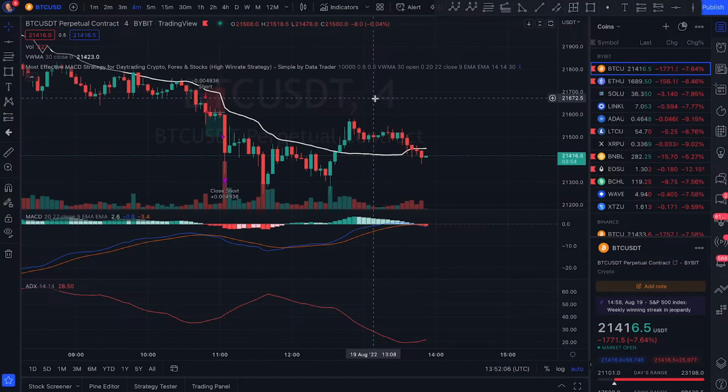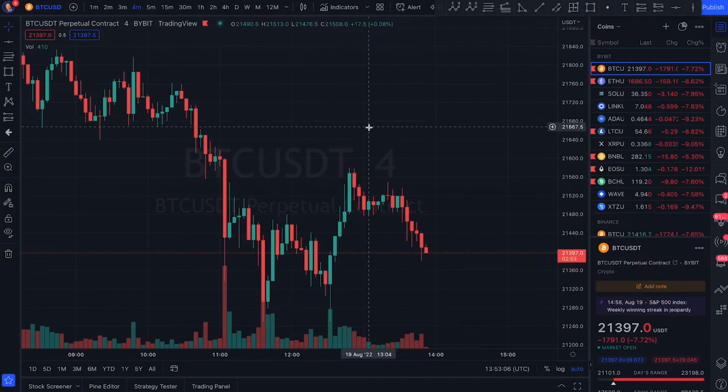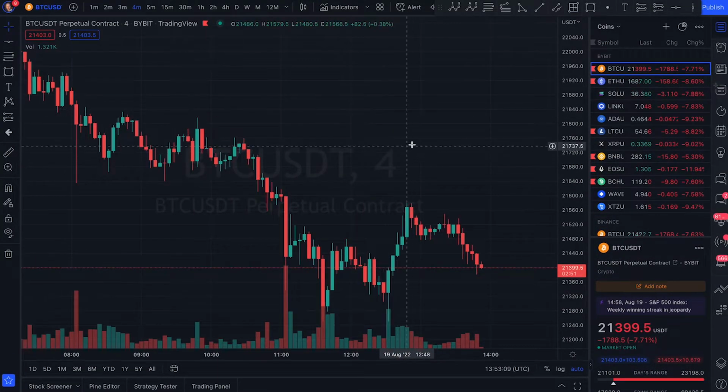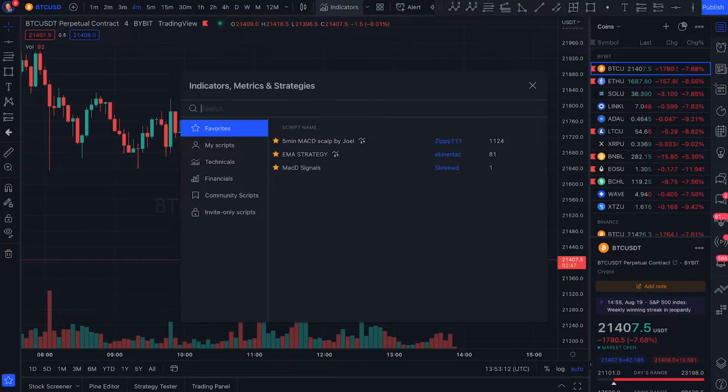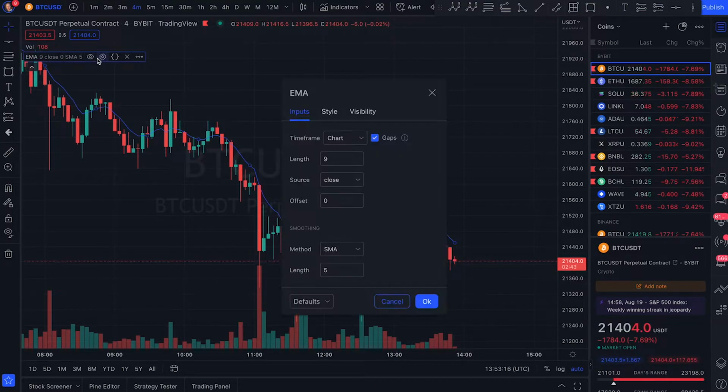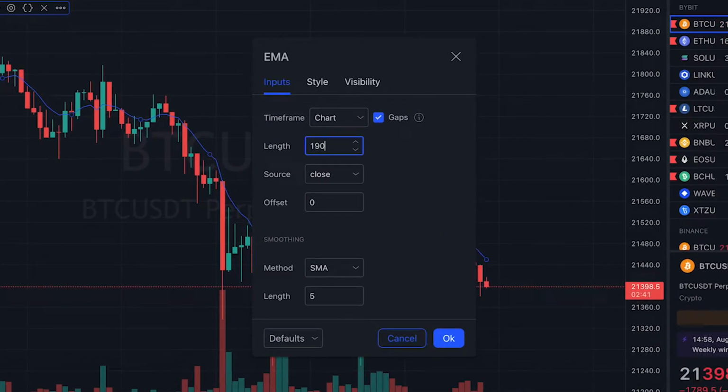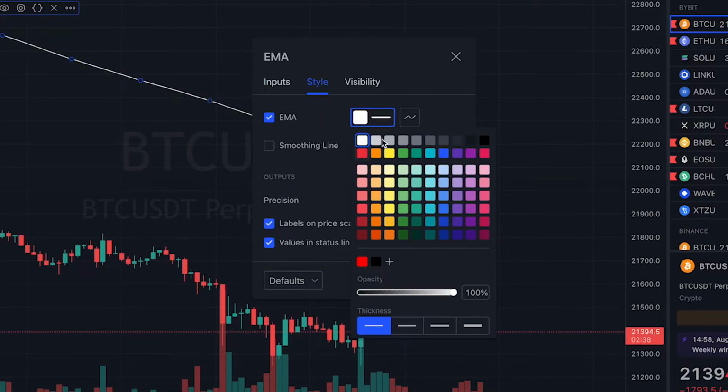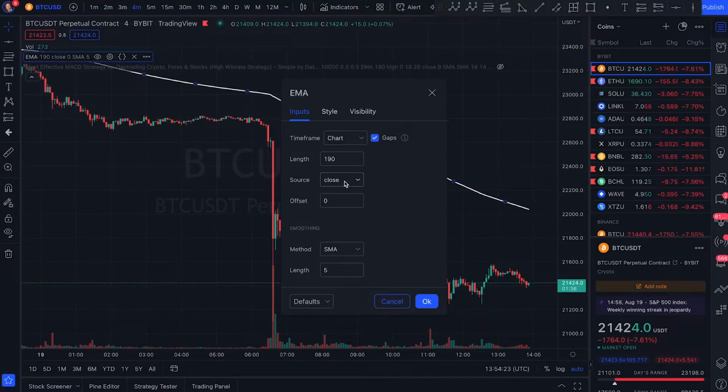And now I want to try and see if I can improve the strategy even further. All right, so I now cleared out the chart and I will start from scratch. In this version of the strategy, we want the EMA back in and change the setting for the EMA to 190 and make the line white and a bit thicker as usual, just like this. And we will also change the source from close to high.